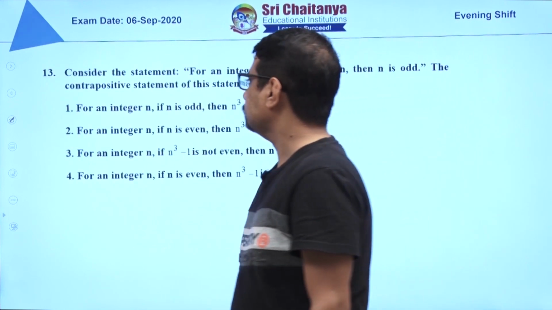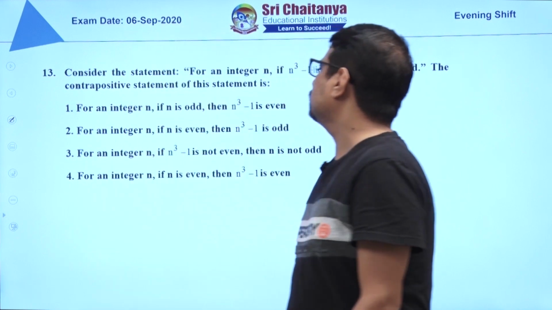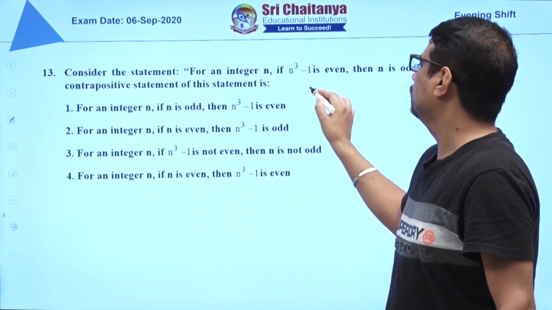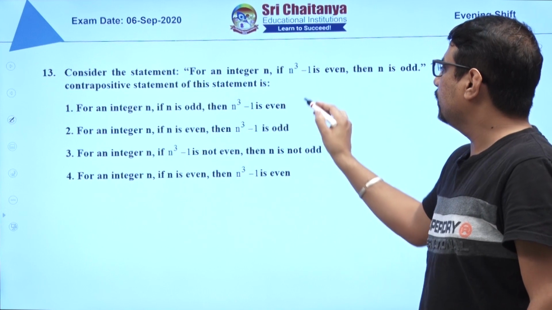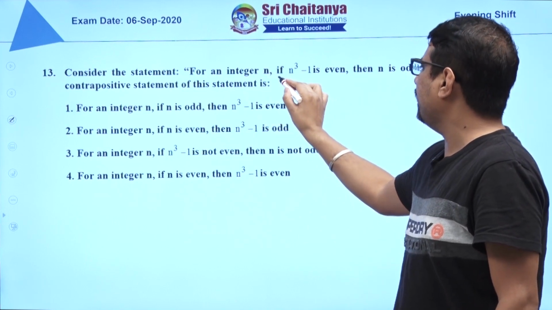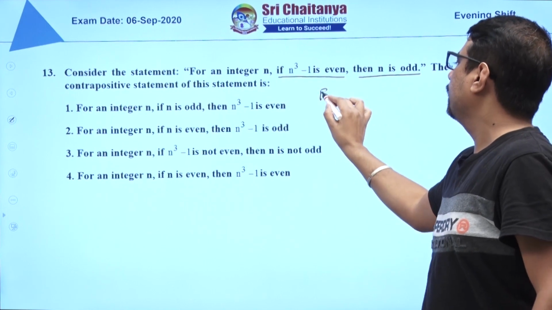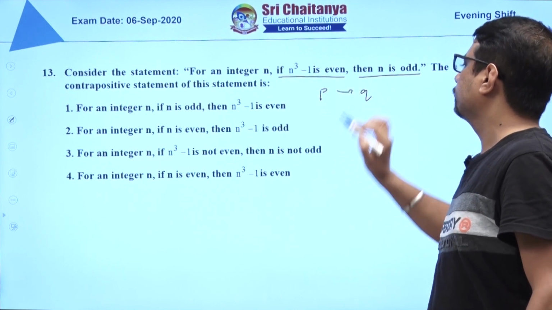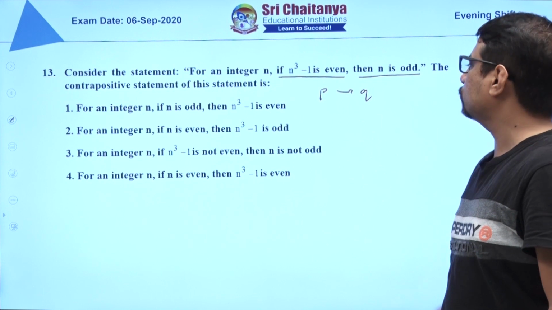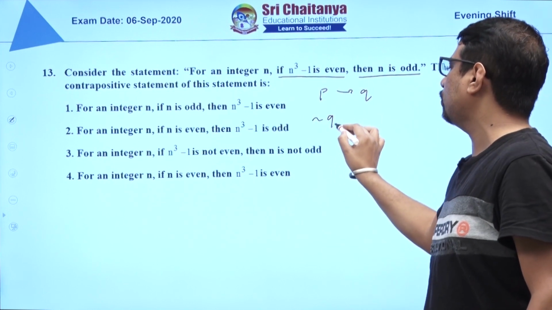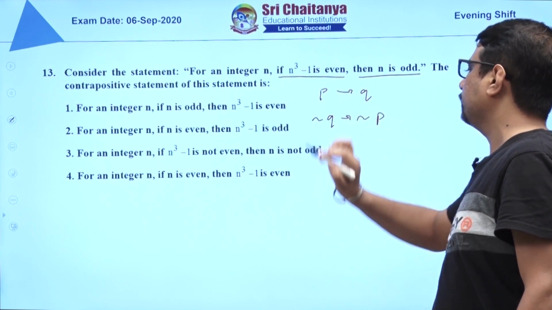Next, consider a statement. So this is a question based on mathematical reasoning. Here the statement is given: for an integer n, if n cube minus 1 is even, then n is odd. So this is p implies q. Contrapositive is asked. What is contrapositive? Contrapositive is given as not of q implies not of p.